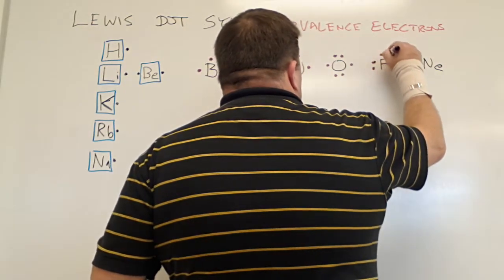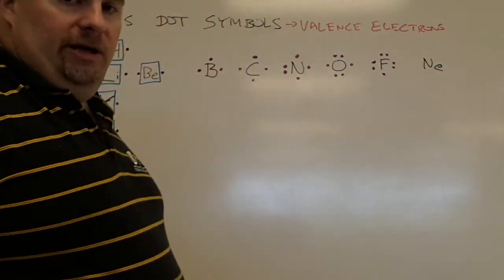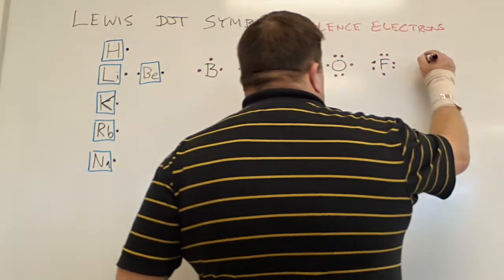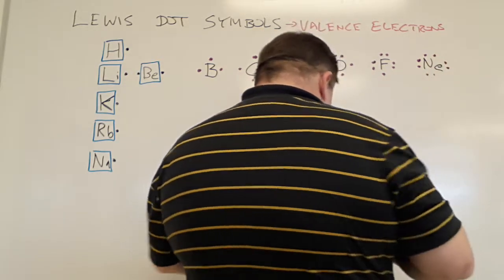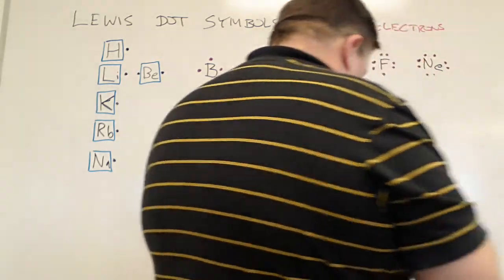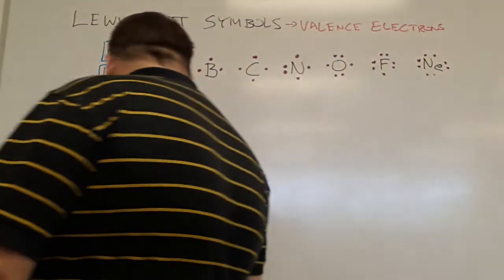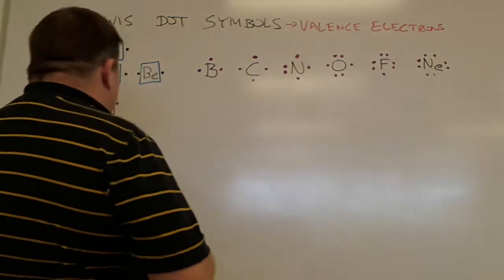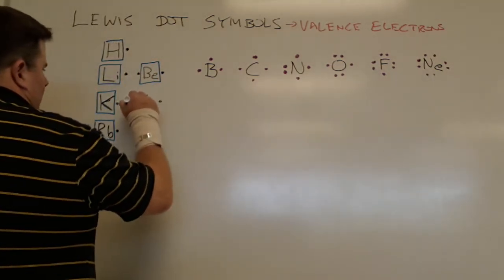Fluorine. We've got 7 electrons there. Neon has got that full octet. Now, for potassium, I drew potassium in for a reason, and that's because potassium starts our 4th row. And after potassium comes calcium, and calcium has 2 electron dots.